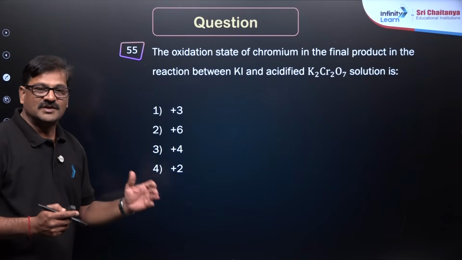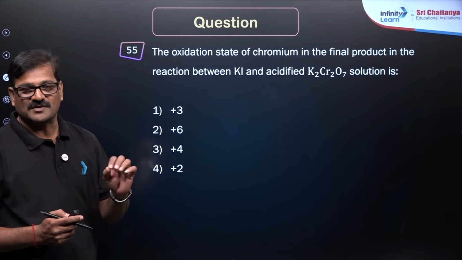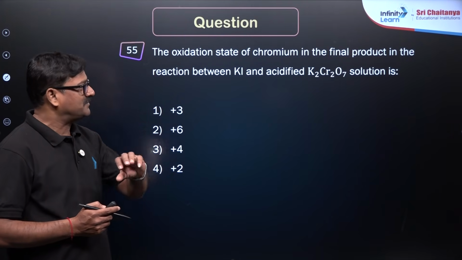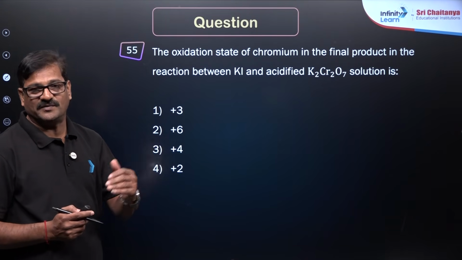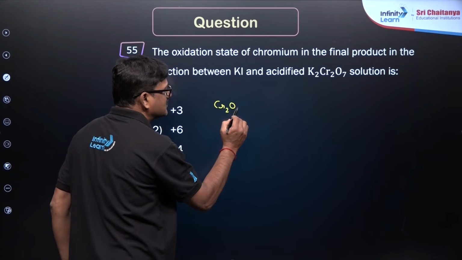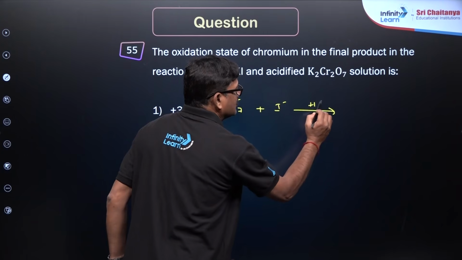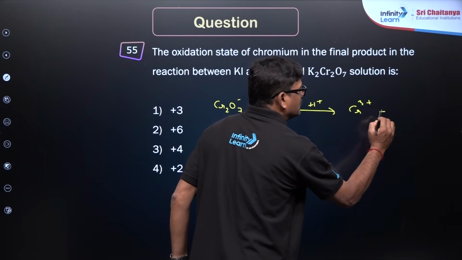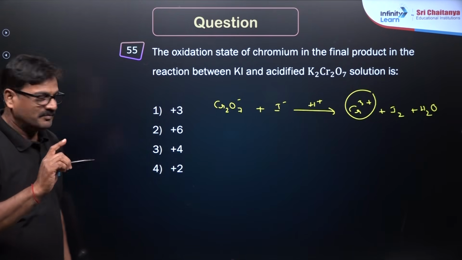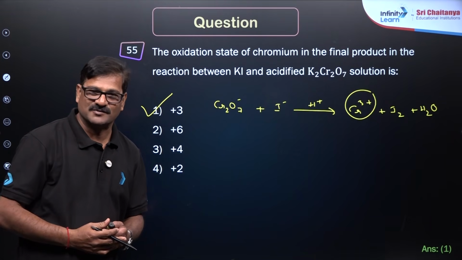Children, this is the question based on transition elements, important compounds of d block elements. It asks for the oxidation state of chromium in the final product in the reaction between KI and acidified K2Cr2O7. So what happened? Cr2O7 2- reacts with potassium iodide in the acidic medium. It gives rise to Cr3+ and I2, and H2O is formed. So chromium shows here the +3 oxidation state. For this question, option 1 is the correct answer.